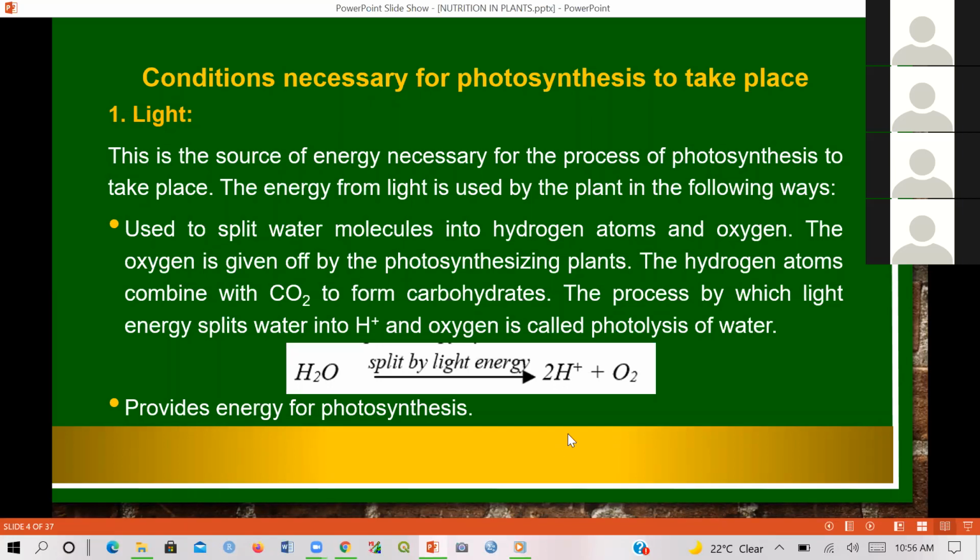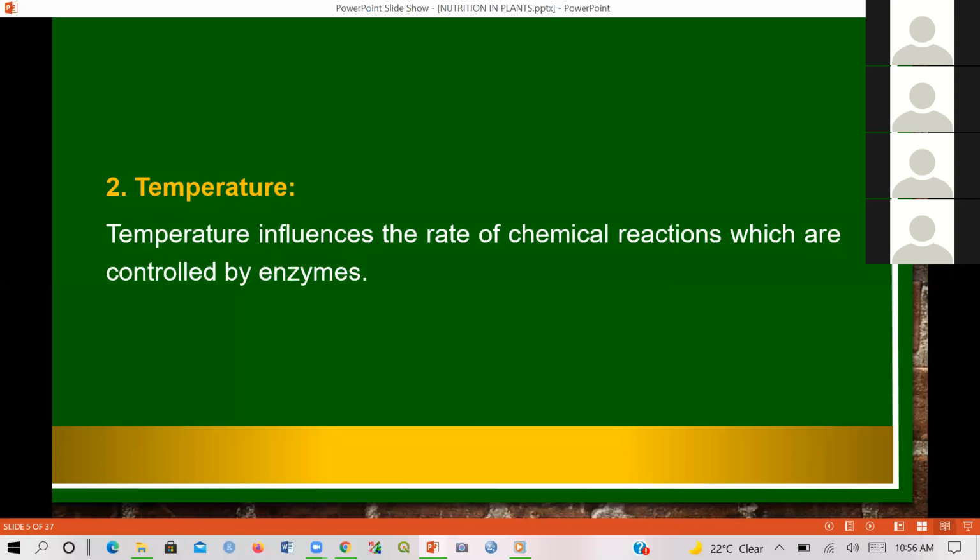Okay, then the second condition that must be fulfilled for photosynthesis to take place is temperature. These plants are very temperature sensitive. For photosynthesis to take place, first of all, the temperature must be optimum. If it is too cold, it's not going to carry out photosynthesis. If it becomes too hot, also they will not carry out photosynthesis. But the temperature must always be moderate. And what is the role of temperature in the process of photosynthesis?